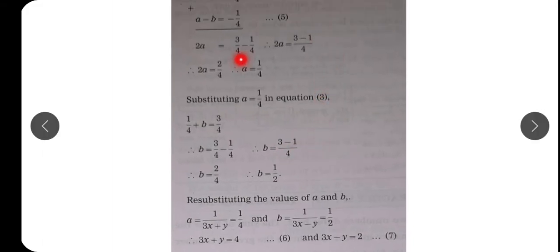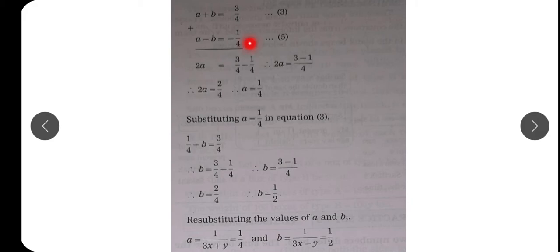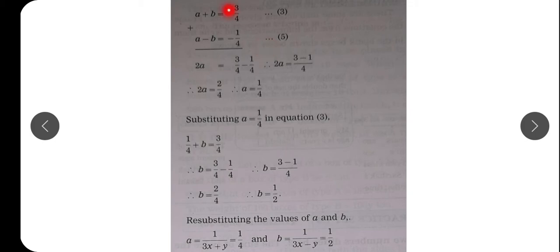Now, when we solve these equations, you have a plus b is equal to 3 upon 4 and a minus b is equal to minus 1 upon 4. Then minus b and plus b will get cancelled. Then a plus a is equal to 2a, and 3 by 4 plus 1 by 4 is equal to 2 by 4, and therefore 2a is equal to 2 by 4, that is a is equal to 1 by 4. This 2 and this 2 will get cancelled.